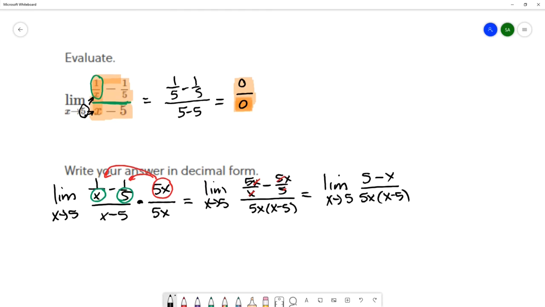And I'm looking to see if I have any common factors to cancel out. I don't have a common factor, however, these two factors are very similar to each other. We have 5 minus x and x minus 5. So they're the same expressions but with the opposite sign. So what I can do is factor out a negative 1 from the numerator. If I factor a negative 1 out, that's going to change that 5 to a negative 5 and the x to a positive x.